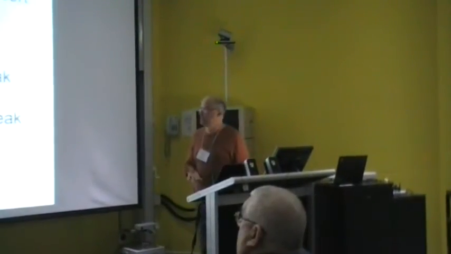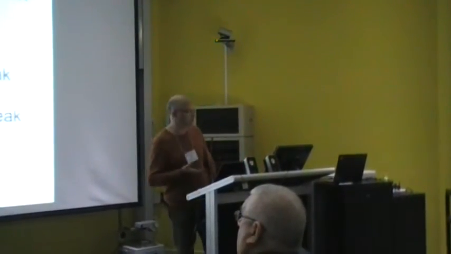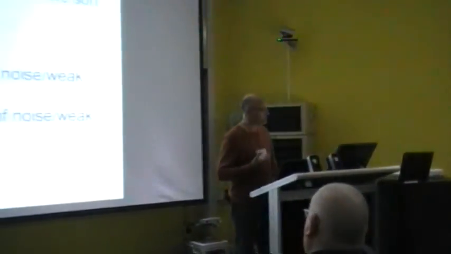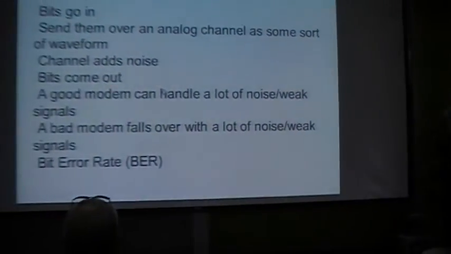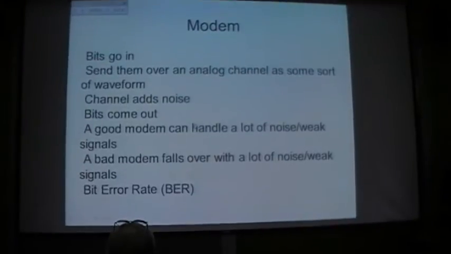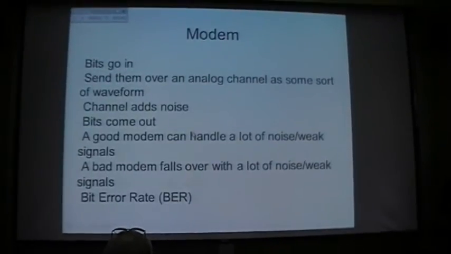So just talking a little bit about what modems do. The idea is that you put bits in one end and they convert it to some sort of analog waveform that can then be sent over a radio channel. The channels add noise, sometimes add other impairments such as frequency offsets, fading can be a problem, and then bits come out. A good modem can handle a lot of noise and very weak signals. A bad modem, not so well. And the way we characterise this is in terms of bit error rate. A given amount of power, how many errors go over that channel and come through as errors or the wrong bits.